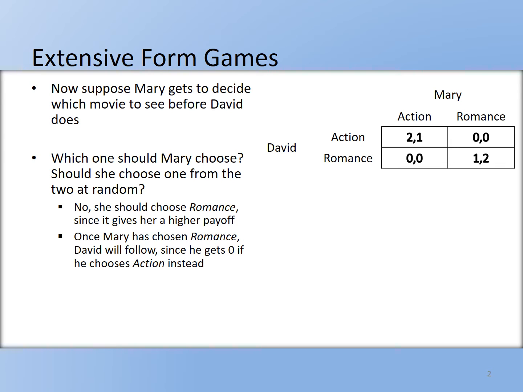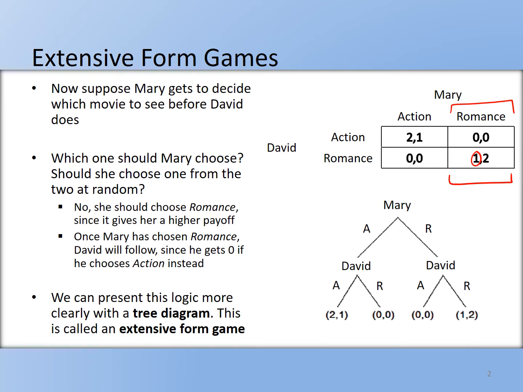So once Mary has chosen the romance movie, based on what we have talked about before, the game basically simplifies to these two possibilities. David choosing the action movie, going alone, versus choosing the romance movie, going with Mary. And we already know that's what he's going to choose.